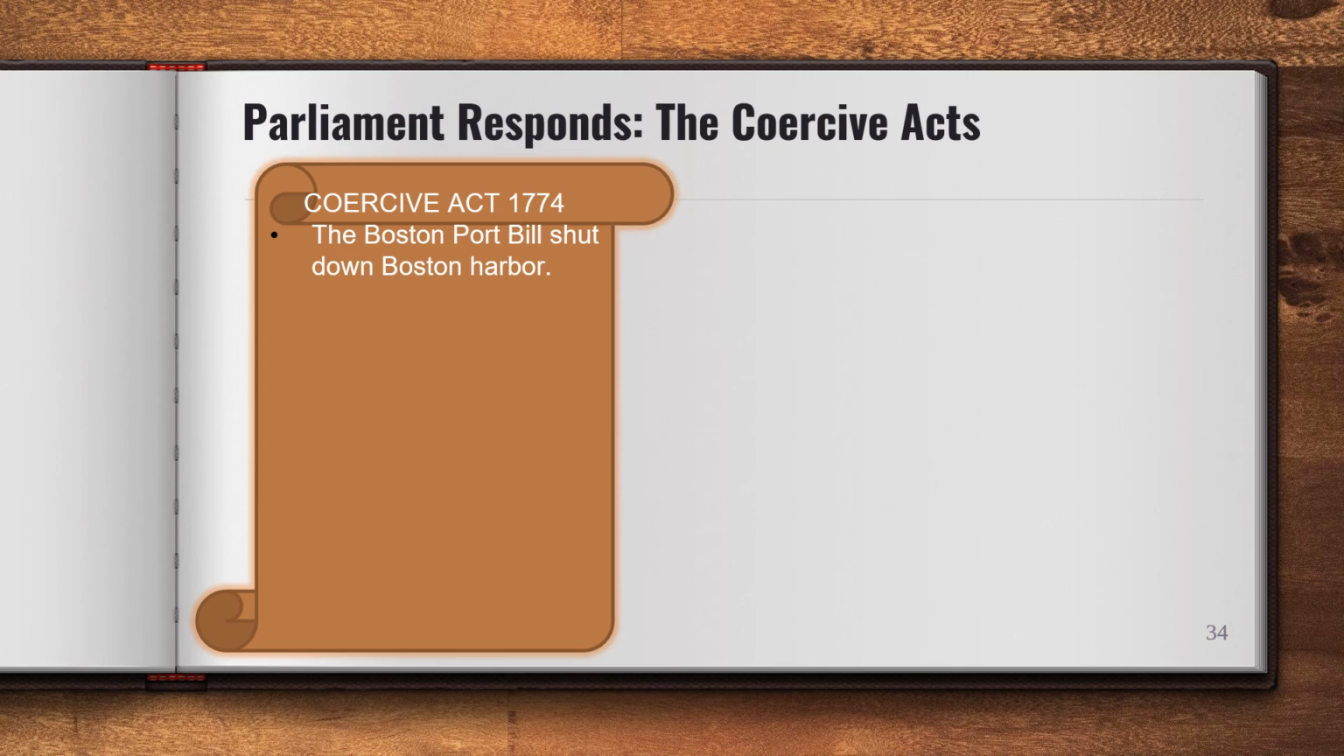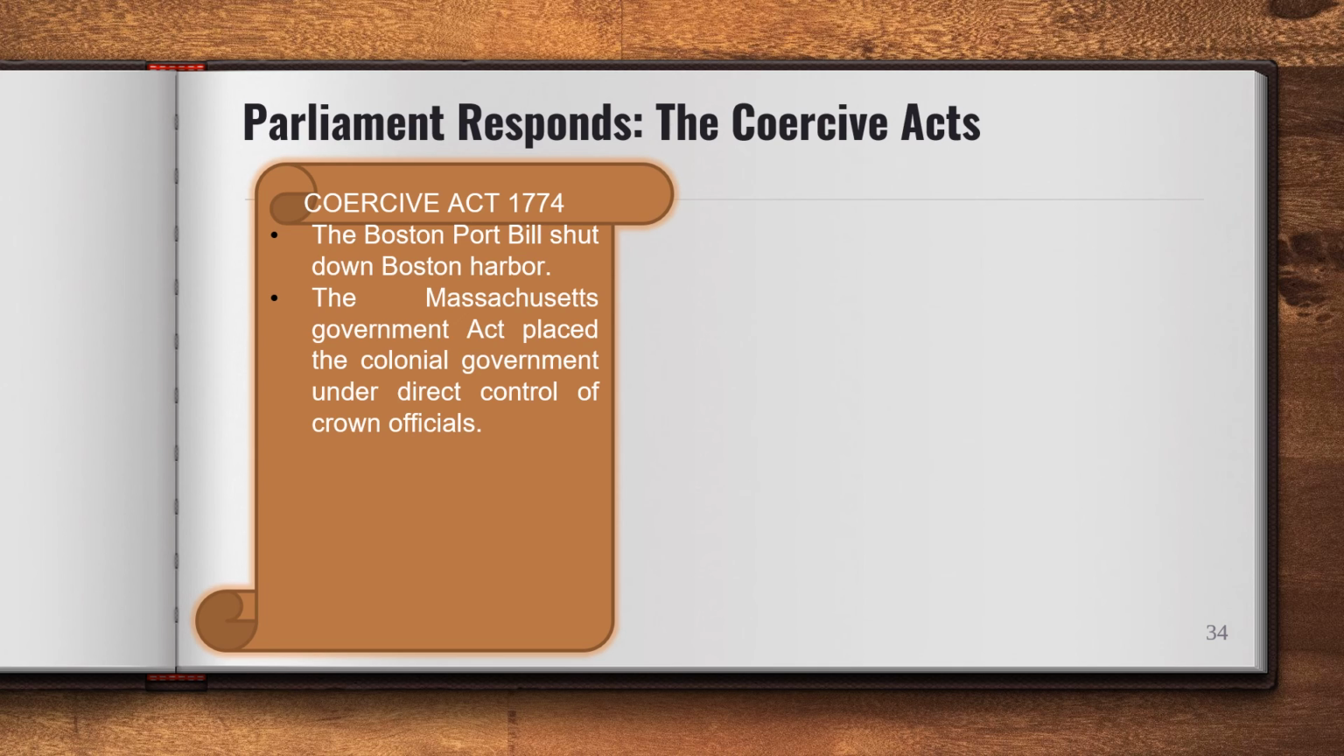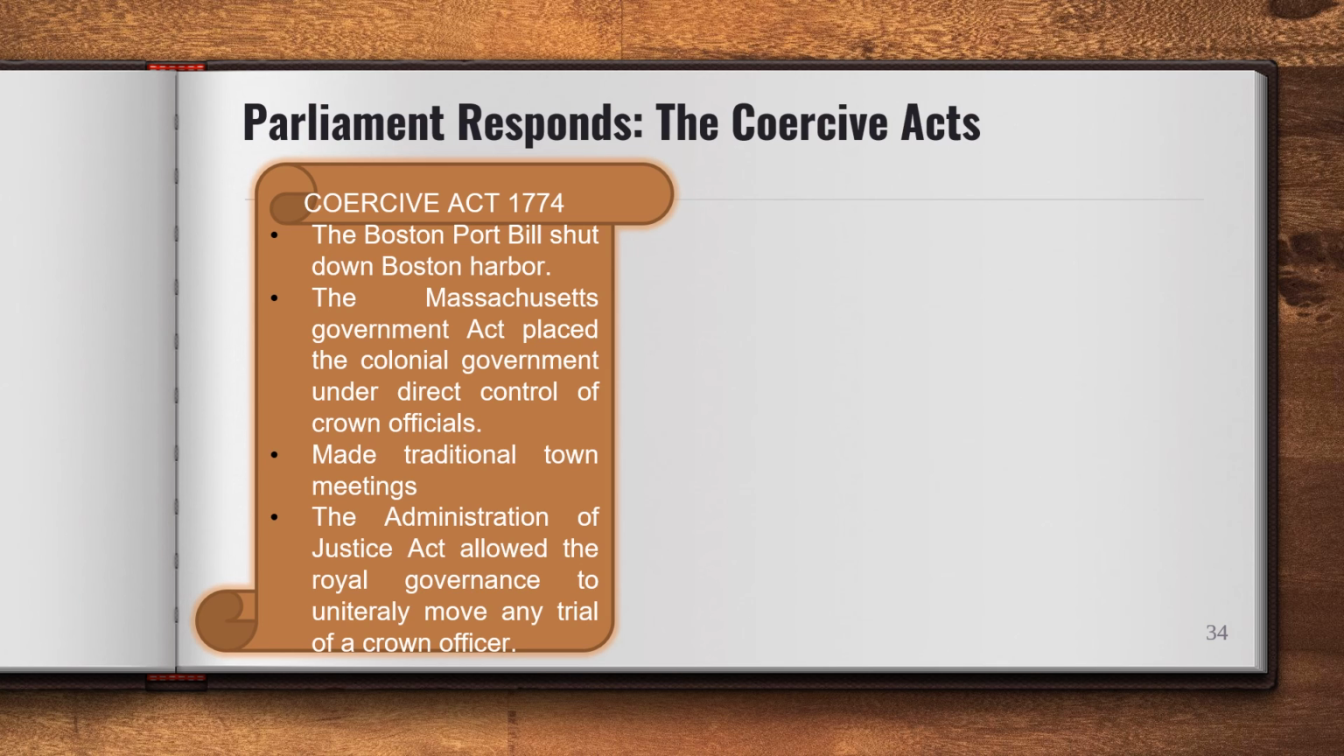The Boston Port Bill shuts down Boston Harbor. The Massachusetts Government Act placed the colonial government under direct control of the Crown officials, and there were also restrictions on traditional town meetings, and the Administration of Justice Act allowed the royal governors to unilaterally move any trial of a Crown officer. However, it also angered some, especially John Adams, since he saw this act as striking at equitable justice.